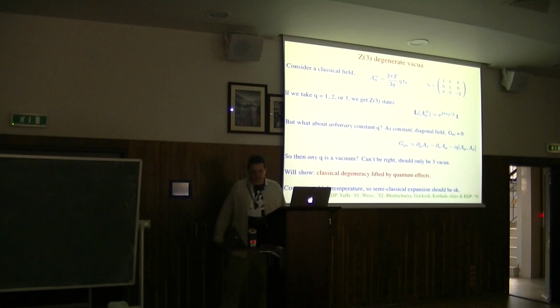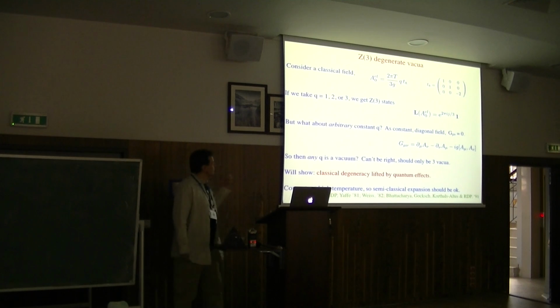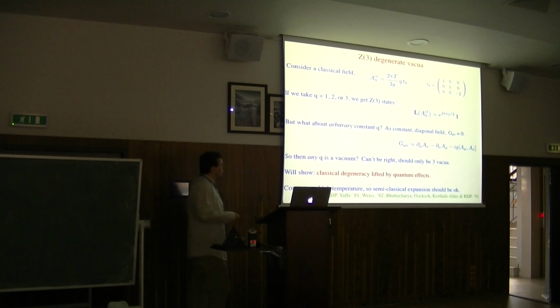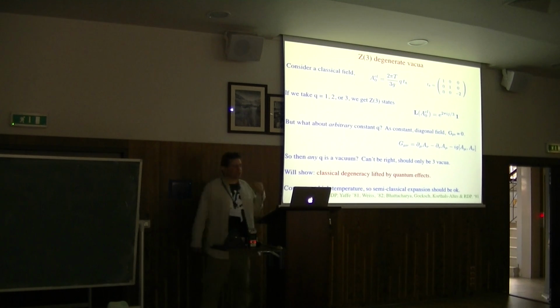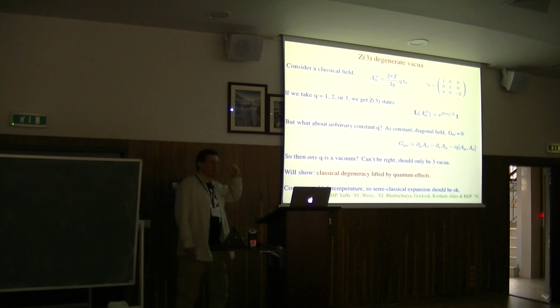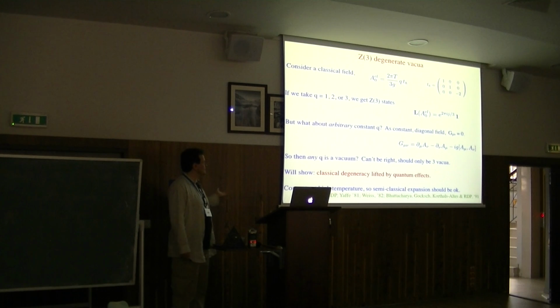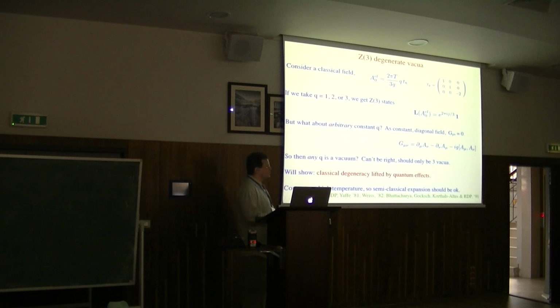So then this would seem to tell me that if I take any one of these fields, that it's a vacuum. And that can't be right. There should only be 3 vacua. I argue that there's only this Z3 symmetry, and this can't be the right vacuum. And what I'm going to show you now is how this degeneracy at the classical level is lifted by quantum effects.